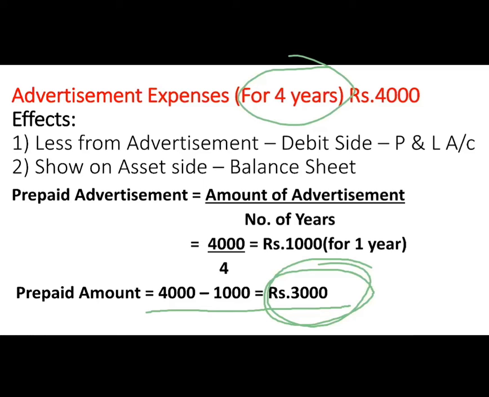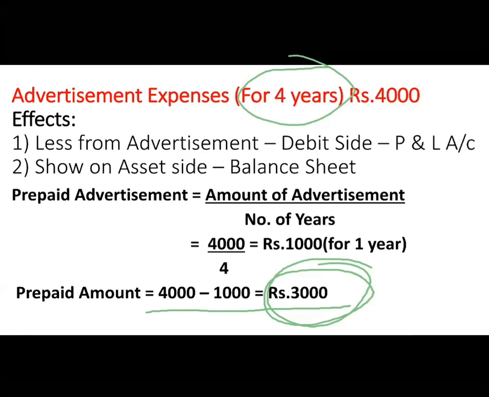Now many a time, what do students do? They write advertisement expense 4,000 less prepaid 1,000 and outer it goes 3,000, which is wrong. We have 3,000 for 3 years. We want 1 year, right? So it should be advertisement expense 4,000 less prepaid 3,000. So the answer we want is 1,000, because we need the advertisement expenditure for only one year and here 4 years of advertisement is given, right? So how much is it for one year? 1,000. That's why the answer should be 1,000 by deducting 3,000 from 4,000, right?